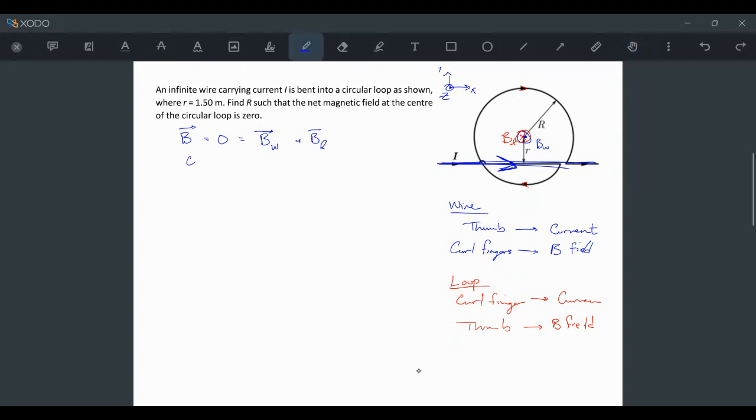So we switch to, well, I can show how we would switch to scalars. We said that the wire contribution was coming out of the page. We'll say that's in the positive k hat direction. And the part from the loop was going into the page. That's minus k hat. And then the k hats can divide off because this is equal to 0.